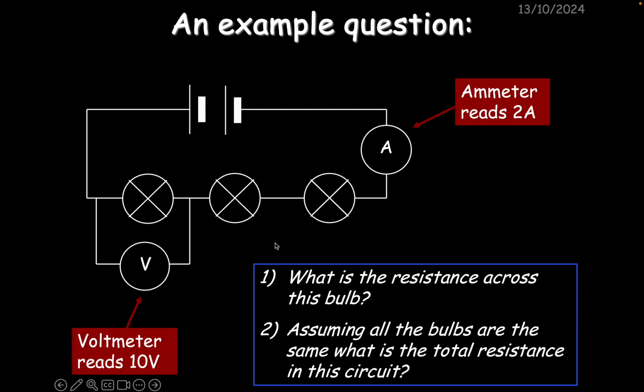All right, and assuming all the bulbs are the same, what is the total resistance in this circuit? Well, if this is 5 ohms, and this is 5 ohms, and this is 5 ohms, the resistance in series, you simply add them up. So it'd be 5, 10, 15 ohms in total. That means this EMF must be enough to give 10 volts to each of these bulbs, so it must be 30 volts, ignoring any internal resistance.